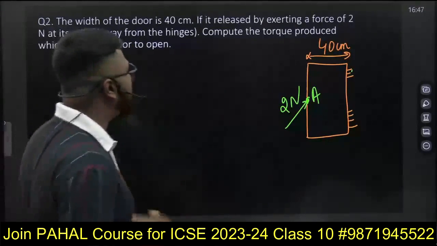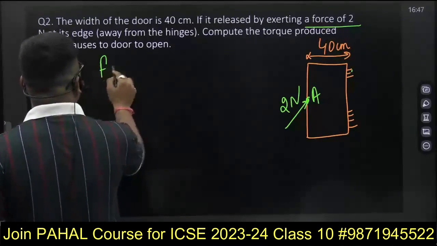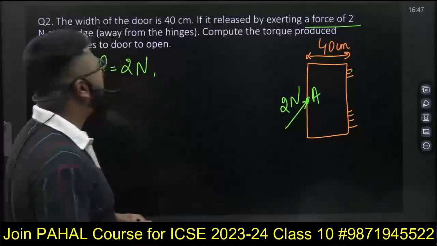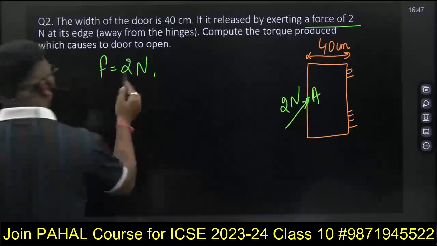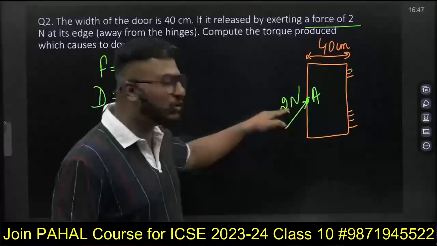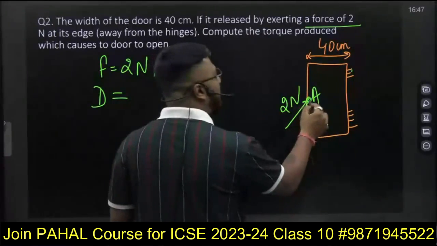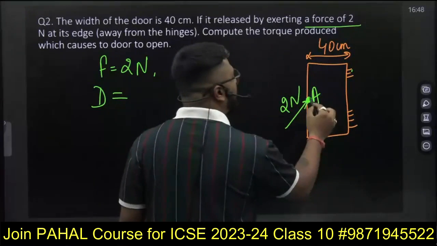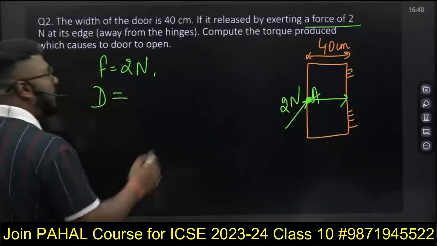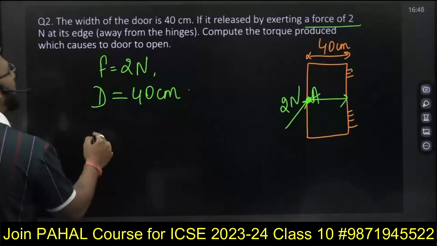So the question says that we are applying a force of 2 Newton. So force is given, which is equal to 2 Newton, right? And the width of the door is given. So the distance from where we are applying the force to the point where it is pivoted, basically the distance between the point of force applied and the point where it is hinged, is given to be equal to 40 centimeter, right? So now we have to find the torque produced.